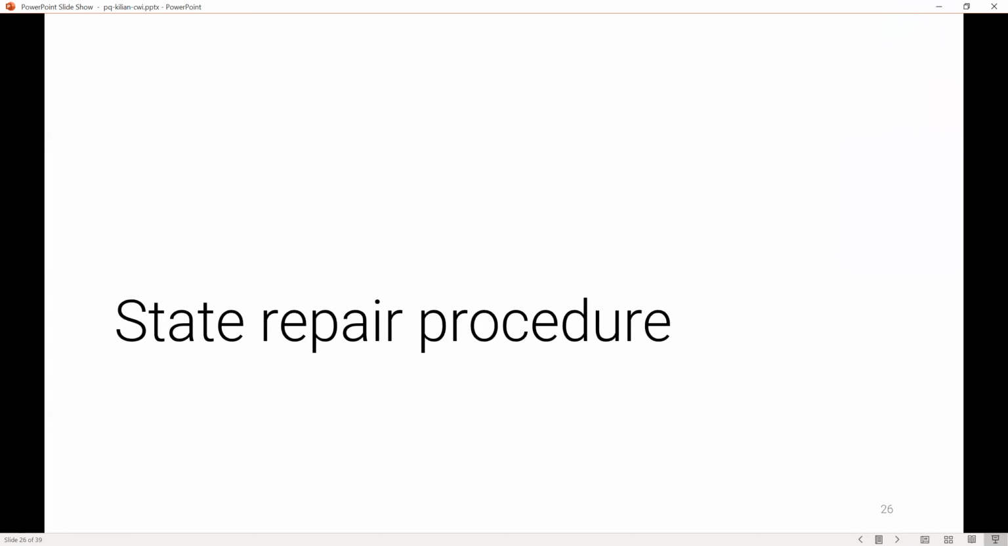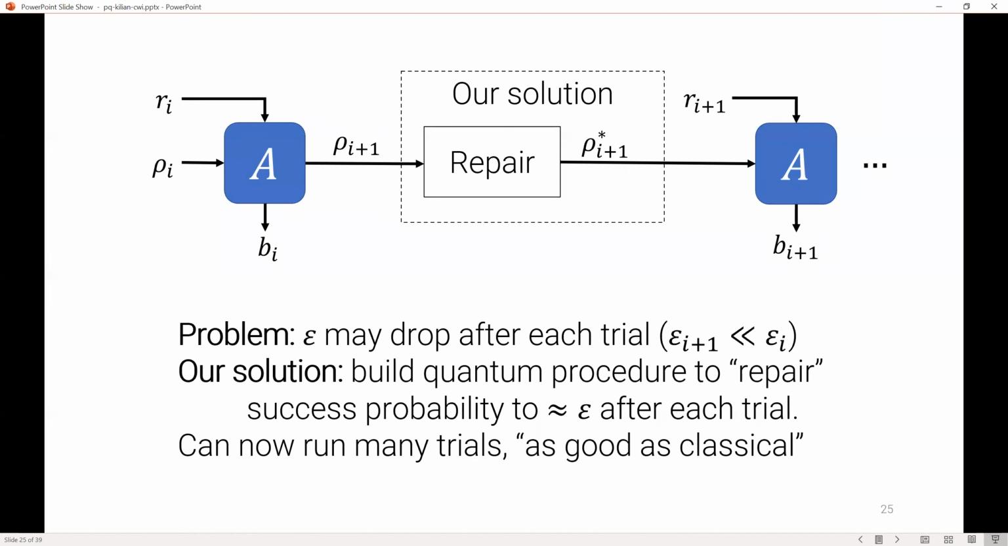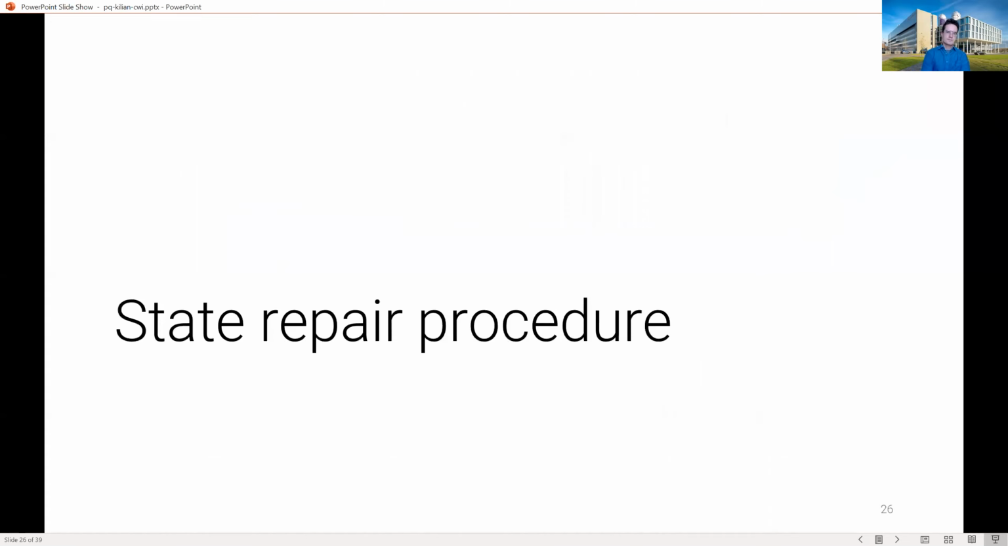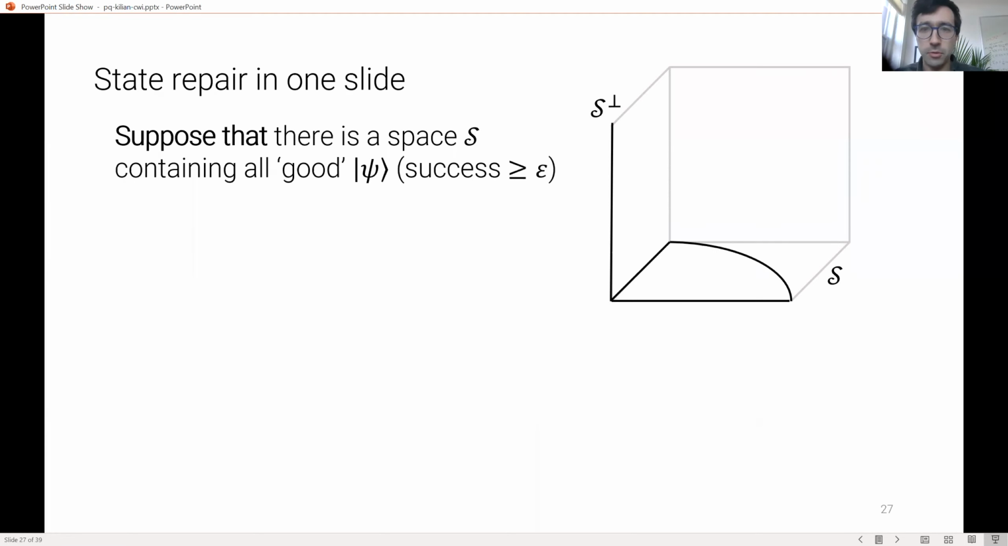Are you going to exploit that these BIs are bits? Yeah, that's important. Otherwise, if A had too many outcomes, then rho I plus 1 could potentially lose all of the information from rho I, and this would be no good. Okay. So in the rest of the talk, I'm going to explain how this state repair procedure works.